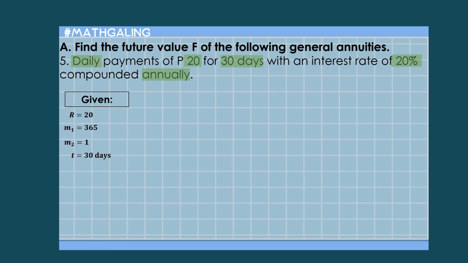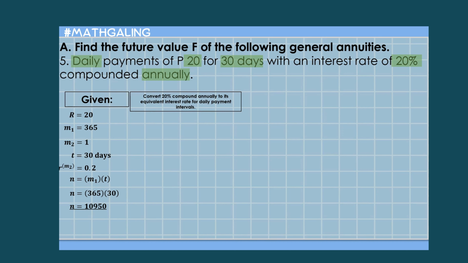And our R is 20%. And now we're going to convert it into decimal, so it is now 0.2. So here's the formula of N. M sub 1 times time. Now convert it. So it is now 365 times 30, which is equal to 10,950.